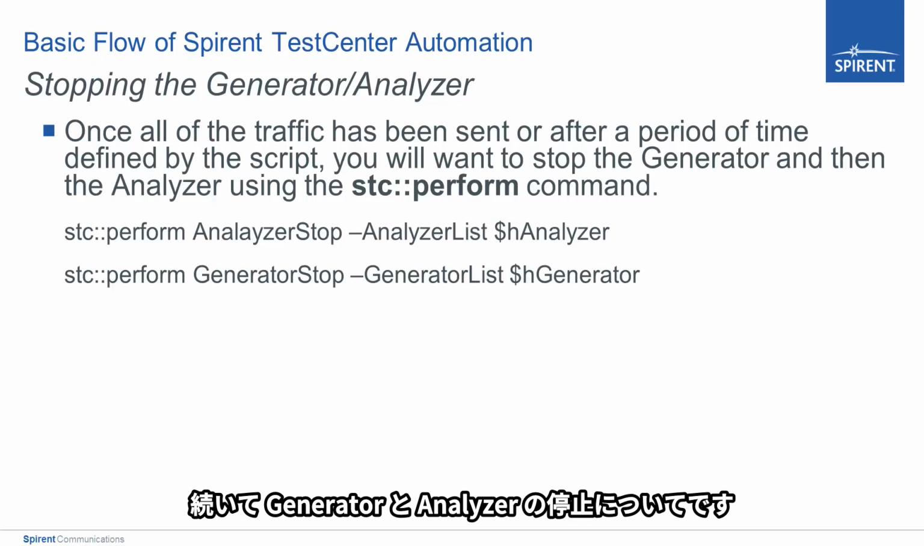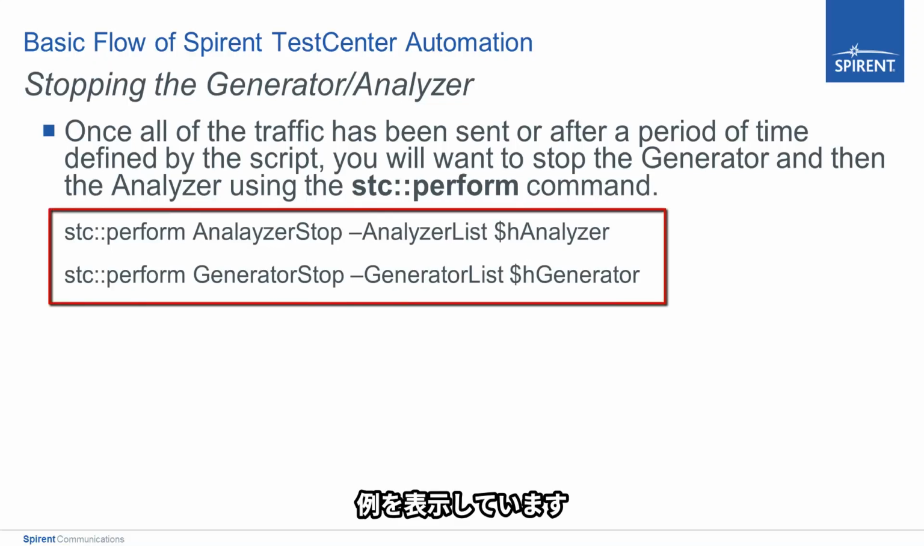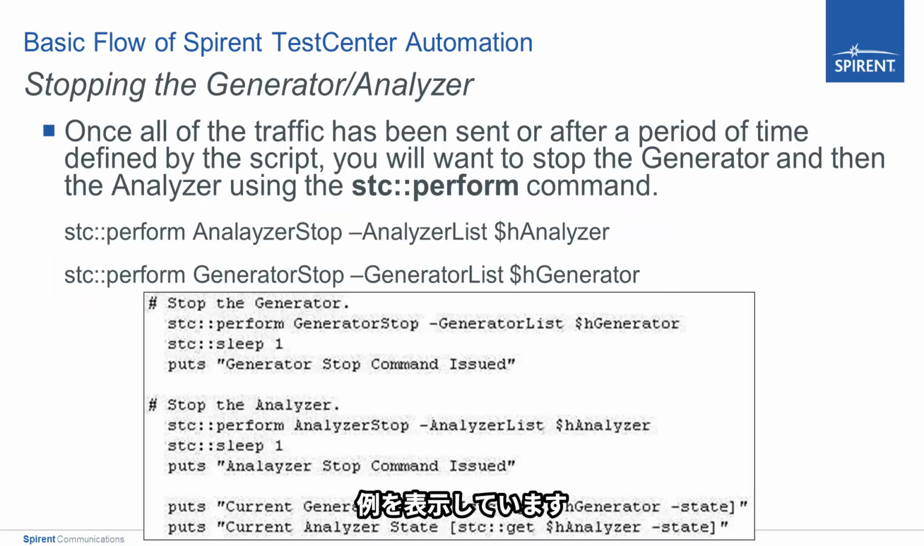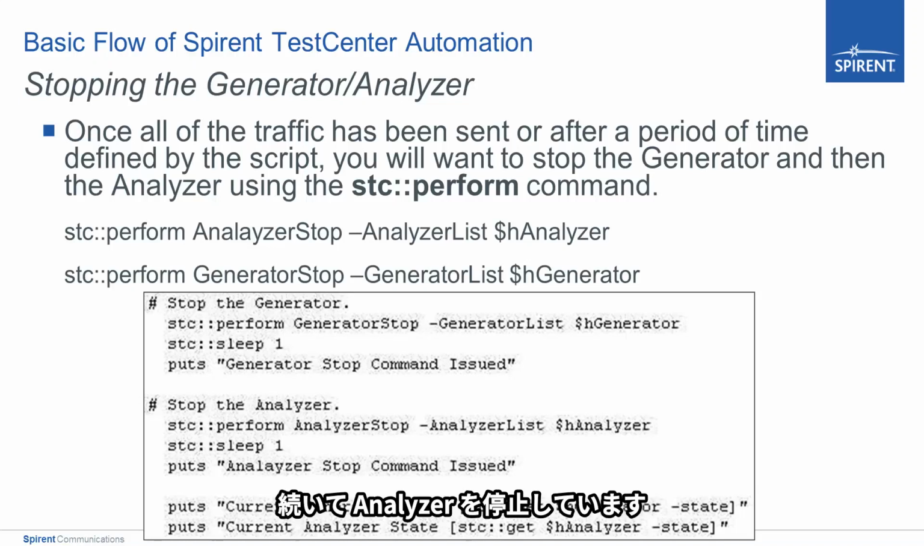want to stop the generator and then the analyzer using the STC perform API functions. You'll see the two commands, perform analyzer stop and generator stop, and then we've just shown you the actual example in our snippet where we're going to specify STC perform generator stop, and then the generator list is the generator object. That's $hGenerator. We're going to suspend the script for 1 second, and then we place a puts command stating that the generator stop command was issued, and then we perform the exact same thing for the analyzer.